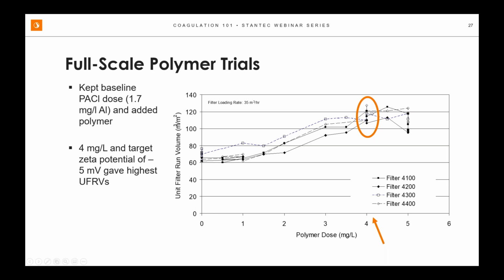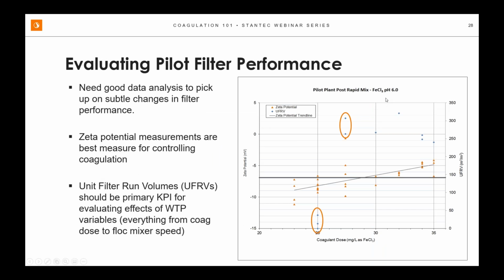So we're like, okay, we got near neutral particles, things are working, we're doing the best we can with this particular plant. Okay? So there's nice correlation between zeta potential and performance.